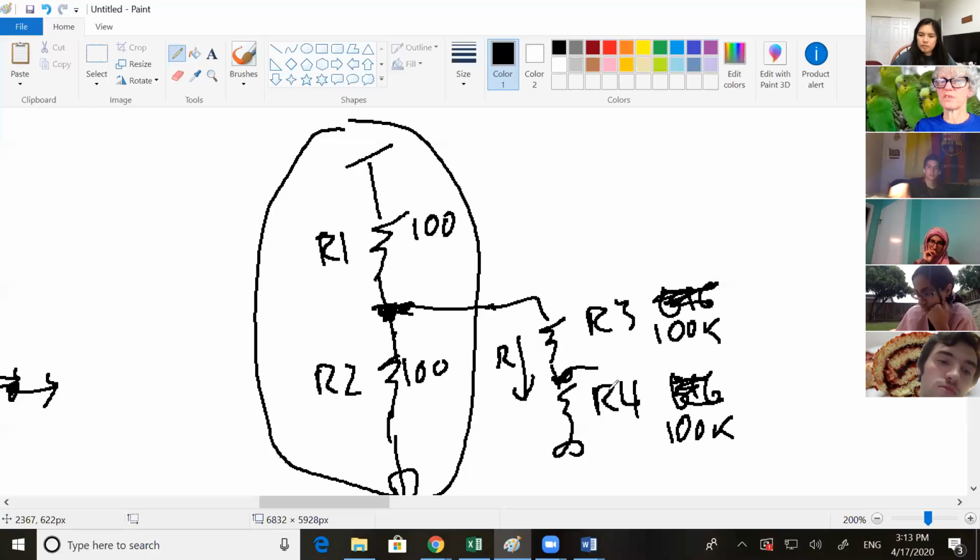If I made both of these 100K, would that fix that problem where this voltage changed? Yes. And the question is why? And you're right. Looking at this, 100 ohms in parallel with 200K, where would all the current want to go? Through the 100 ohms. That's the easy path.